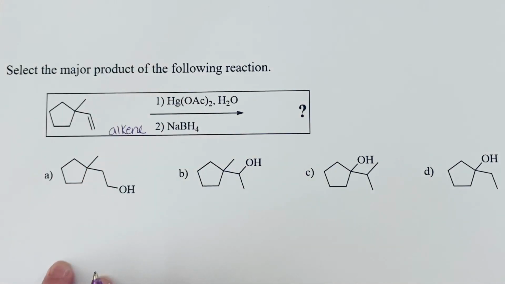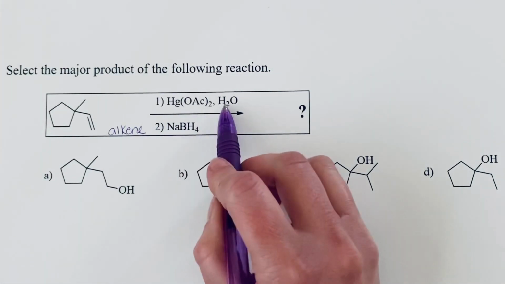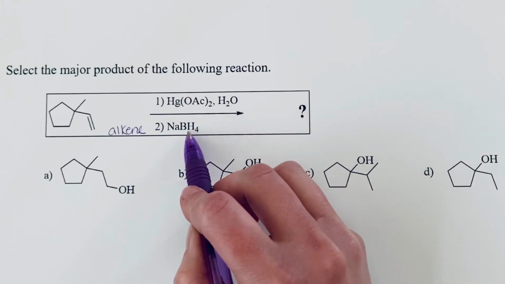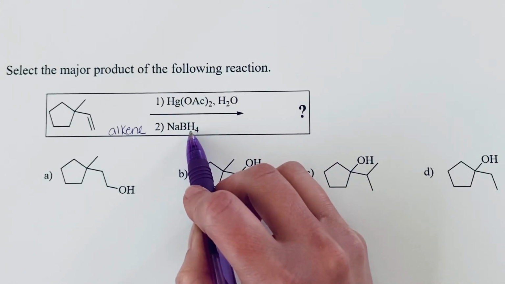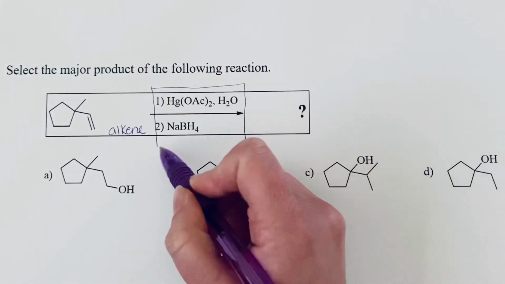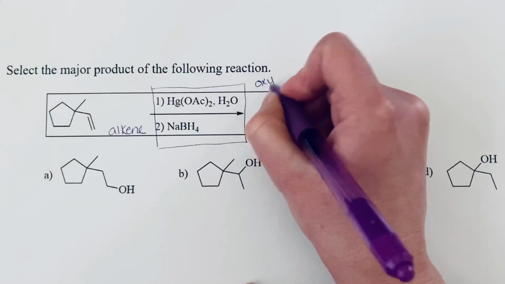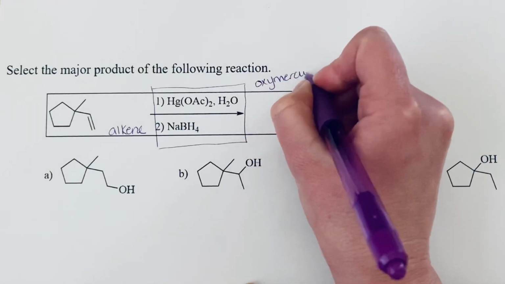and our reaction conditions show us that we have a two-step reaction. In the first step, we are adding mercuric acetate and water, and in the second step, we are adding sodium borohydride. We need to recognize that these conditions are the conditions for an oxymercuration, demercuration of an alkene.